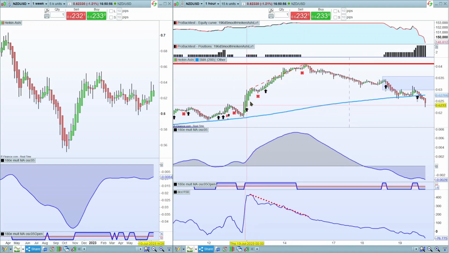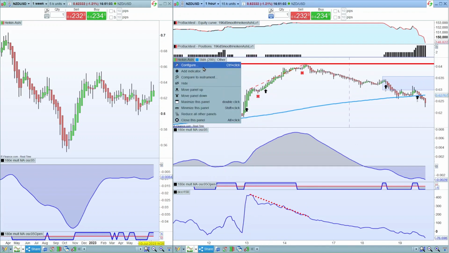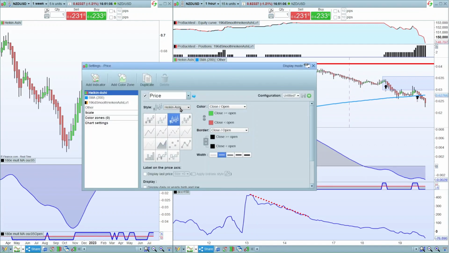Now why is that? Because we want to avoid, and if you're not familiar with the Heiken Ashi, let me just quickly change that back to a simple bar chart or candlestick chart.